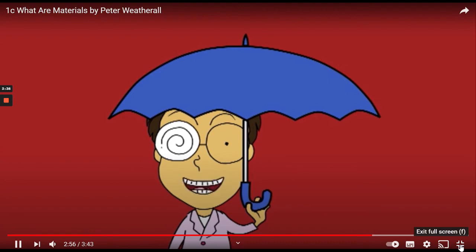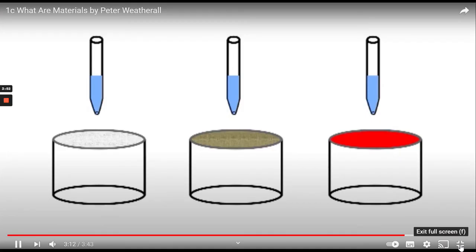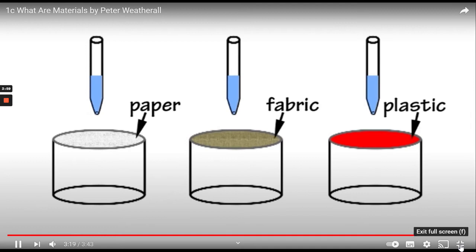You can test the properties of a range of materials to see which is best suited for a particular purpose. For example, in designing an umbrella, you want to choose a material that is waterproof. So you could test a range of materials such as paper, fabric, and plastic to see how waterproof they are by stretching them over a container and dropping water on them and measuring how much water they let through.